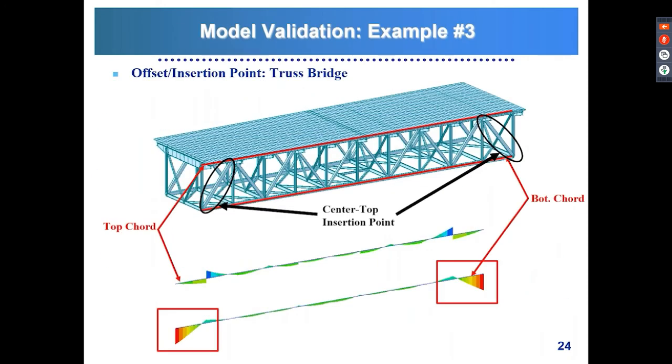The other validation example I want to bring up is a truss bridge we were doing. We checked the model, and everything seemed to be fine. When we were looking at member forces, we noticed that forces, in particular bending moments, at the bottom chord didn't seem right.